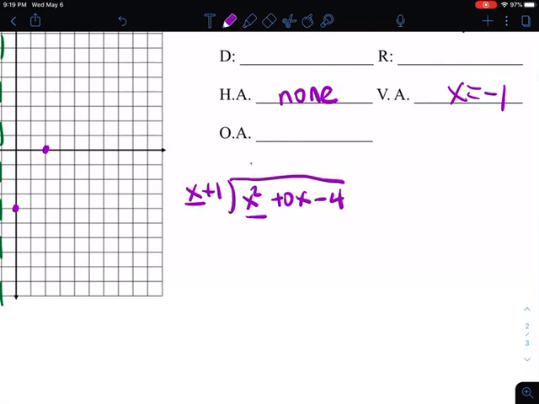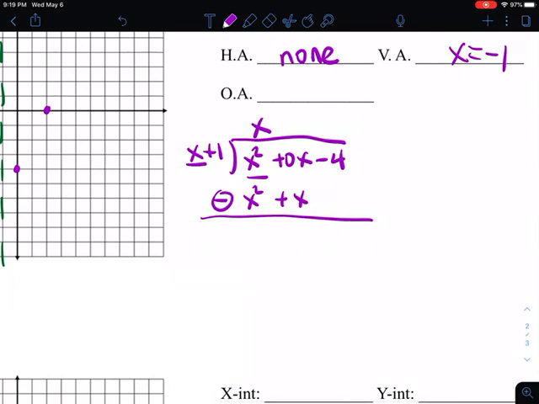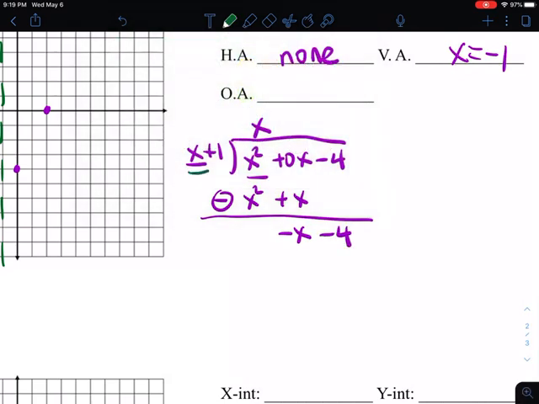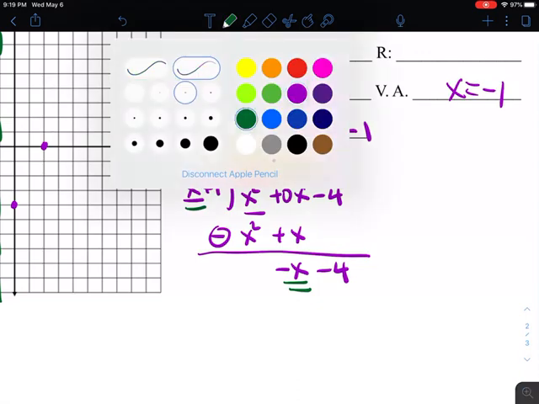So here we go. What times x will be x squared? That's just going to be x again. So I get x squared plus x. Subtract. X squares cancel out. This will be 0x minus x. So that's -1x or -x minus 4. And then what times x will be -x? That will be -1. And then again, we can just stop there. Our oblique asymptote is y equals x minus 1.